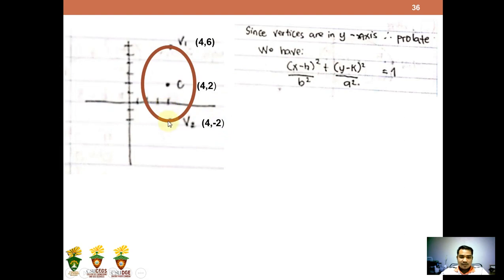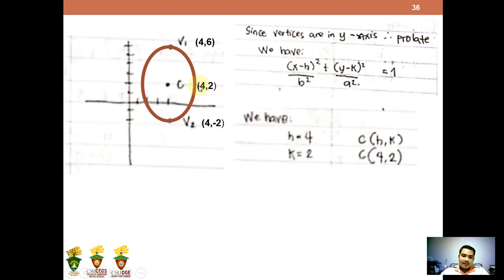The 6 is here, and then we add 2 going below. So we have now 8, and 8 divided by 2 is 4. Therefore, the center with respect to y is 4 from the vertices. So 6 minus 4 equals 2. Our center is now 4, 2. Therefore, h is 4, which is the x, and k is 2, which is the y.